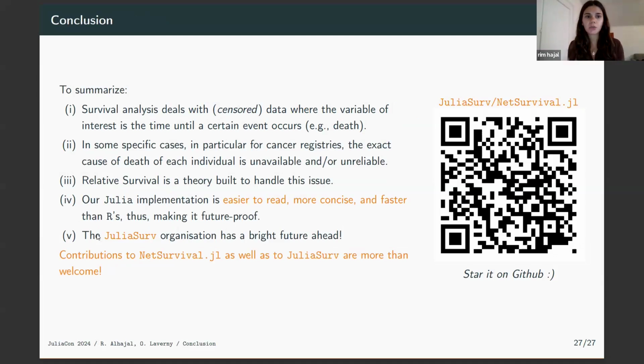And just a quick summary: survival analysis deals with censored data where the variable of interest is the time until a certain event occurs. Most of the time it's death, but it can be applied to a bunch of different fields. In some specific cases, the exact cause of death is unavailable or unreliable, which is why relative survival analysis was created in the first place. Our Julia implementation is much easier to read, more concise and faster than R's, which was the main interest in creating one in the first place. And we hope to expand the JuliaSurv organization and include as many helpful functionalities through it.